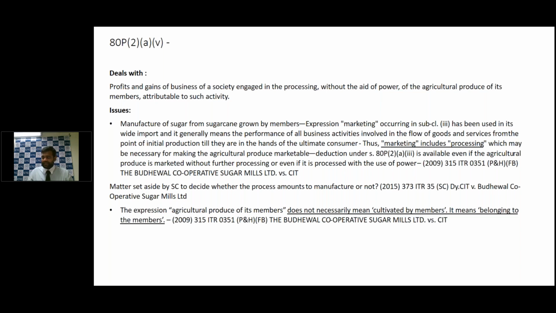Also, the Honorable Supreme Court and various other courts have held that if I am eligible to claim deduction under various sub-clauses of section 80P(2)(a), I fulfill the conditions of one sub-clause, I do not fulfill the conditions of another sub-clause, I should be eligible for deduction under the sub-clause in respect of which conditions are fulfilled, and deduction cannot be denied merely because conditions of the other sub-clause are not fulfilled.